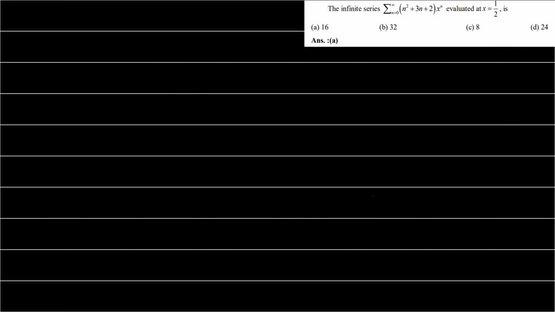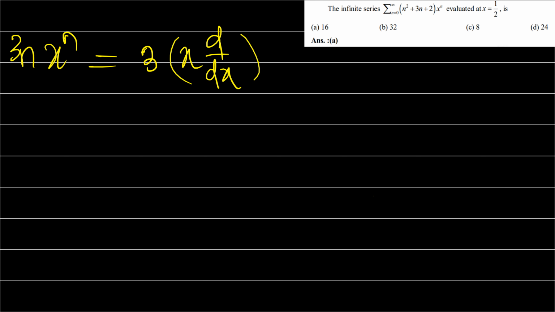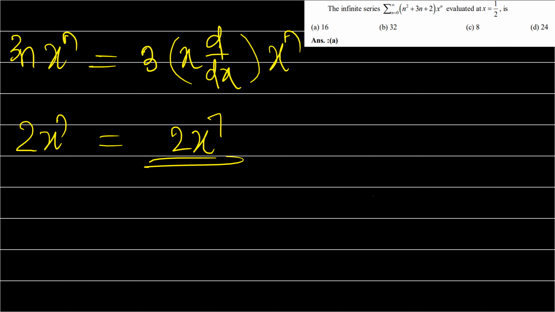Next, the second term is 3n x to the power n. So in order to do that, let's write it as 3x d by dx of x to the power n. So d by dx of x to the power n is n x to the power n minus 1, and multiplying by x it will be n x to the power n. So it will be 3n x to the power n. Next is 2x to the power n, which is nothing but 2x to the power n. Now let's write the infinite series in this way.